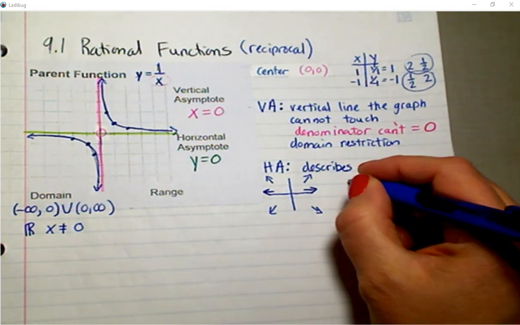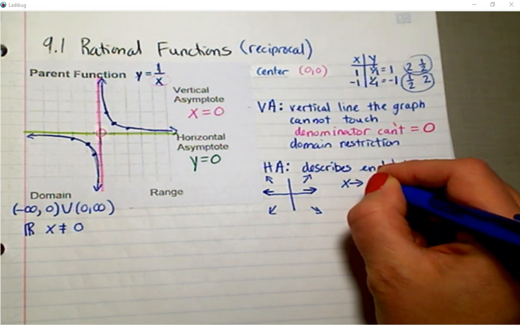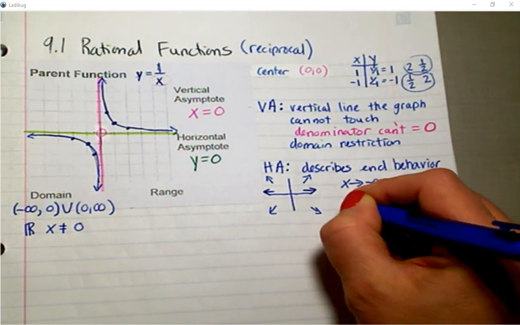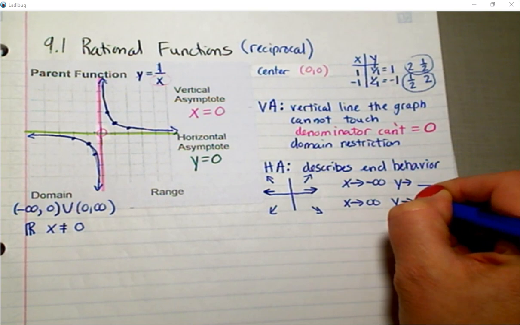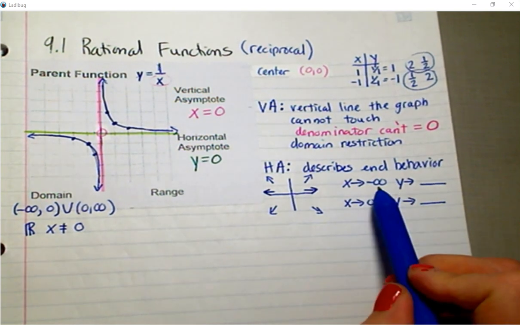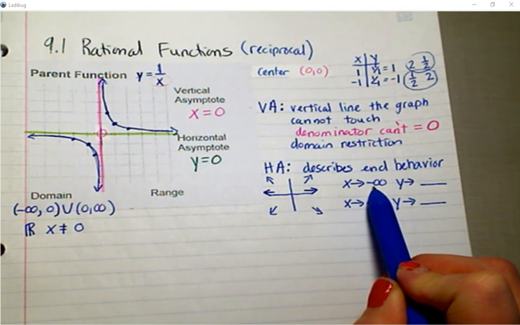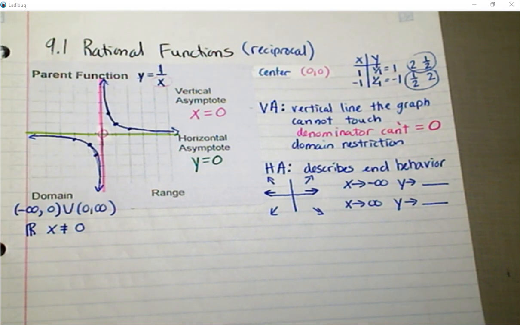So it describes end behavior, which is when x goes to negative infinity, what happens to the y value, and as x goes to positive infinity, what happens to the y value. So this is as x gets very, very large positive, and very, very large negative. Now I want to take a look at this expression here, and we're going to work through it.